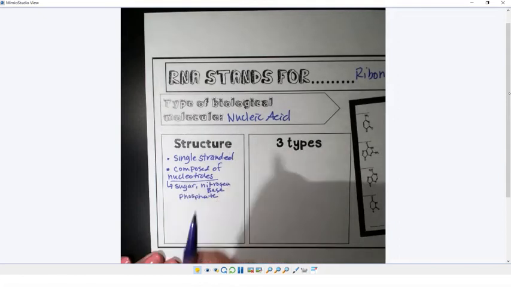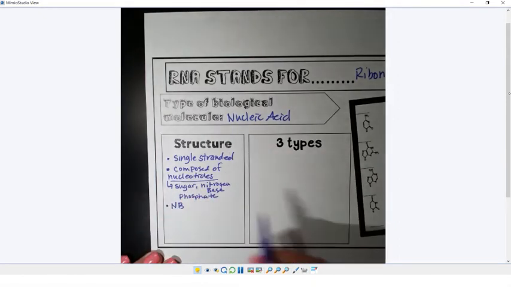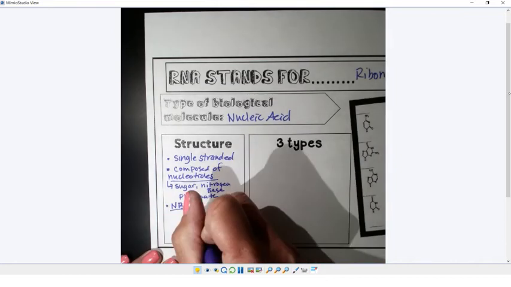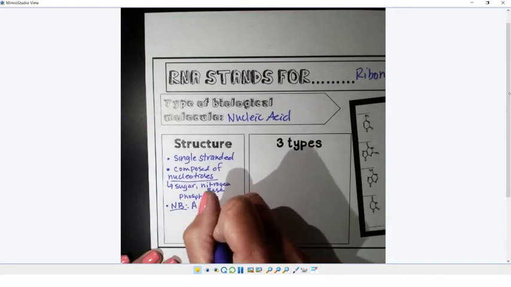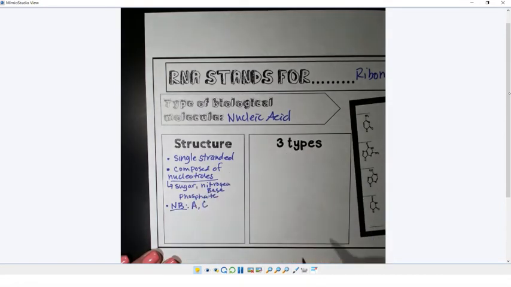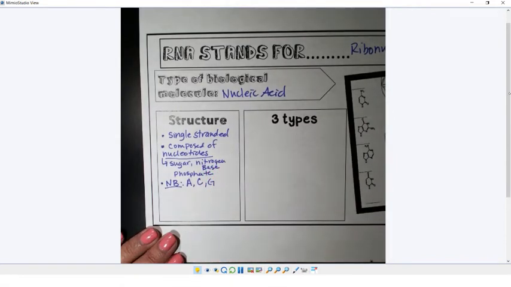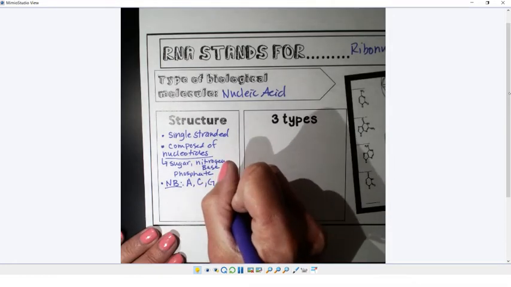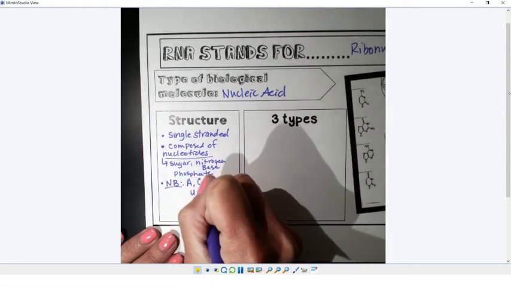Okay, so let's look at, I'm going to put NB for nitrogen base. I think you guys can remember what NB means. There's 4 different nitrogen bases in RNA. There is adenine, which you guys are familiar with. There is cytosine, which you're familiar with. There is guanine. There's no thymine. But we have a different base that starts with a U. So U stands for uracil.